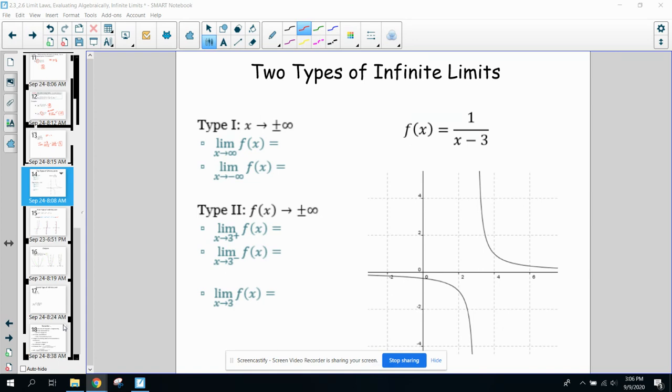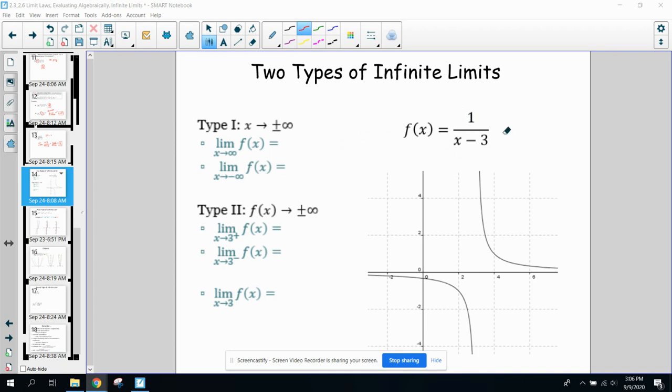So we have the graph of what that looks like. We're going to use the graph to help us figure this out. So the first type is where x is approaching infinity. Remember we talked about horizontal and vertical asymptotes. Whenever x is approaching infinity or negative infinity, that's really dealing with the horizontal asymptotes.